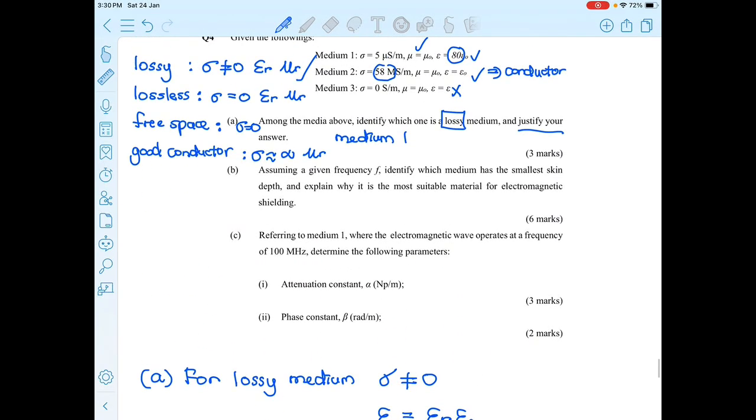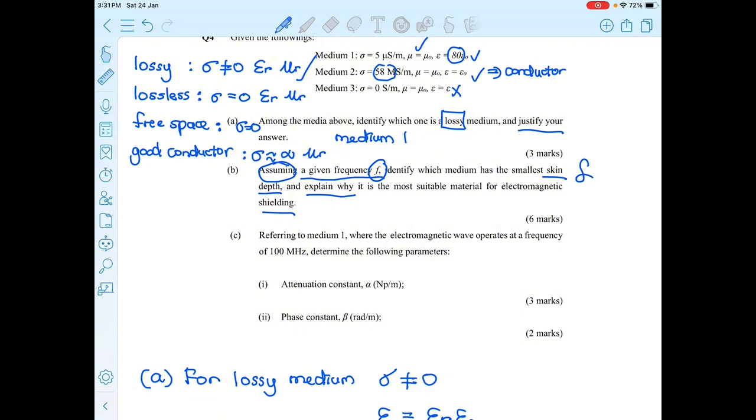Question B: assuming a given frequency f, identify which medium has the smallest skin depth, and explain why it is the most suitable material for shielding. Here you have to assume f. You have to assume your own frequency, it can be 100 megahertz or 200 megahertz. You make your own assumptions, so everyone will have a different f.